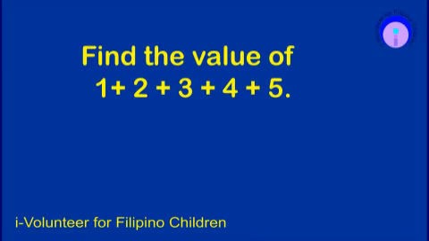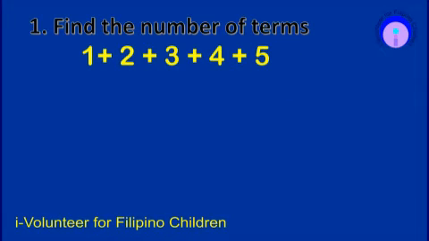In this video, we are going to find the sum of these numbers from 1 to 5. First step is to find the number of terms. You should know the first and the last term. The last term is 5, while the first term is 1.